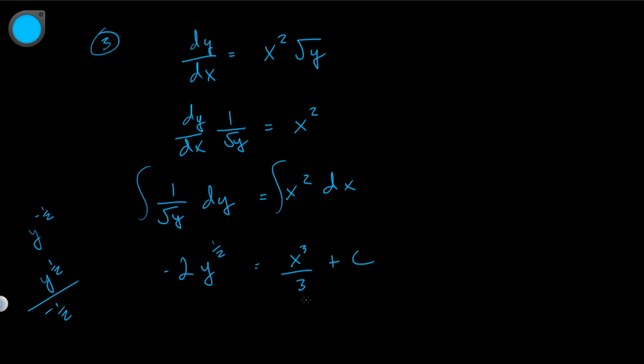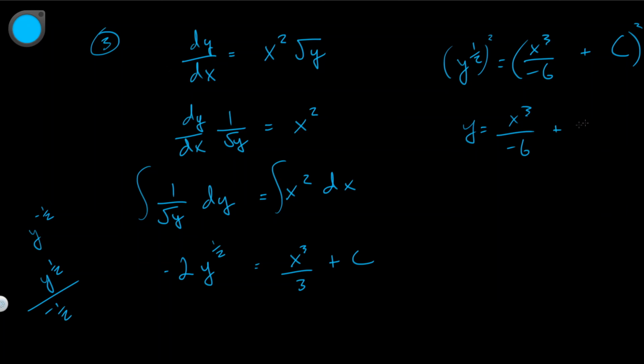We have not finished though. We need to solve for y. So let's divide everything by negative 2. We get y to the 1/2 is equal to x cubed divided by negative 6, still plus some constant, because a constant divided by negative 2 is just a constant. This constant is going to stay floating. We'll discuss what we do with it later. And then we're going to square both sides. And we are done. y is equal to the quantity x cubed divided by negative 6 plus c, squared.